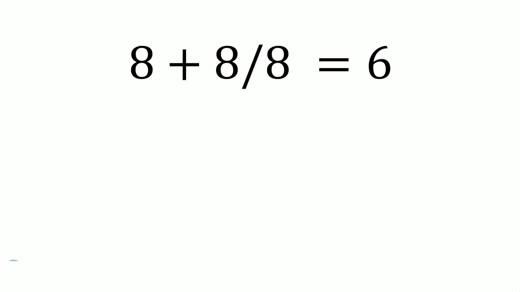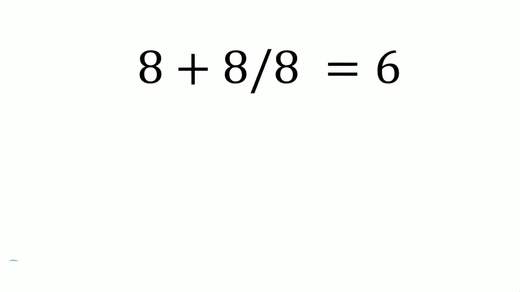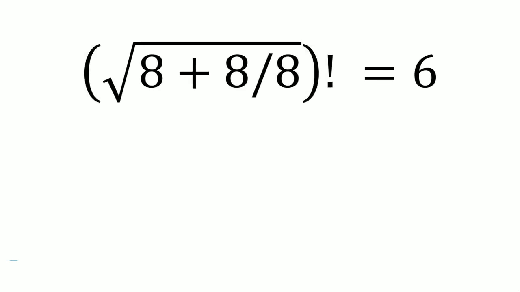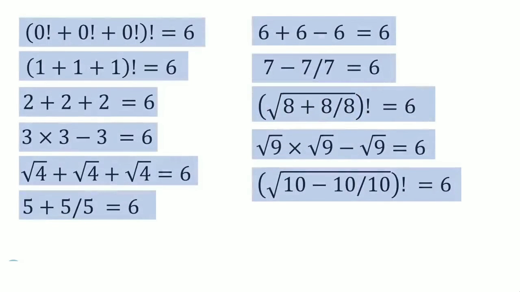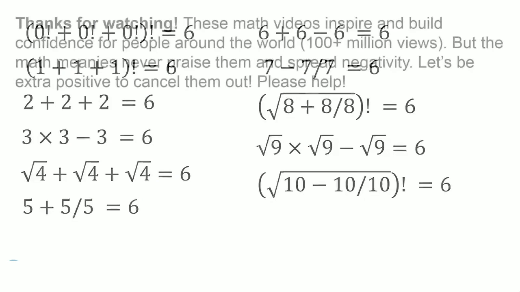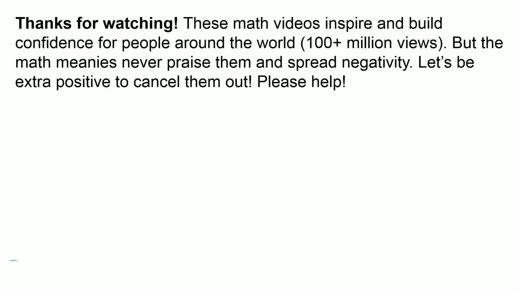But there is another way. You could take 8 plus 8 over 8, that would be equal to 9. We then take the square root of 9, which will be equal to 3, and then we take the factorial of 3, and that's equal to 6. So that's it for today. We figured out how to get 6 in each of these equations.